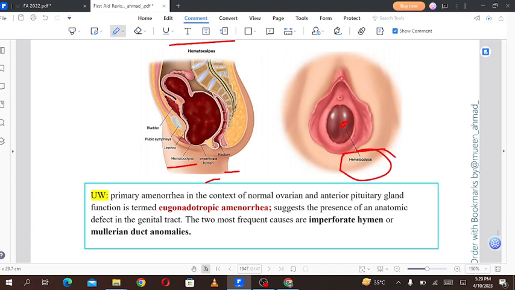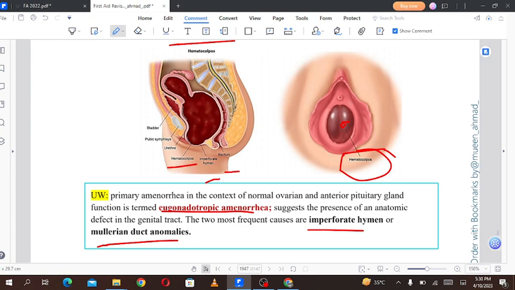Both of these pictures are taken from the UWorld question bank. The UWorld point is that primary amenorrhea in the context of normal ovarian and anterior pituitary gland function is termed eugonadotropic amenorrhea. It suggests the presence of an anatomic defect in the genital tract. The two most frequent causes are imperforate hymen or Mullerian duct anomalies. So there can be Mullerian duct anomalies as well, and on top of that, there can be imperforate hymen.